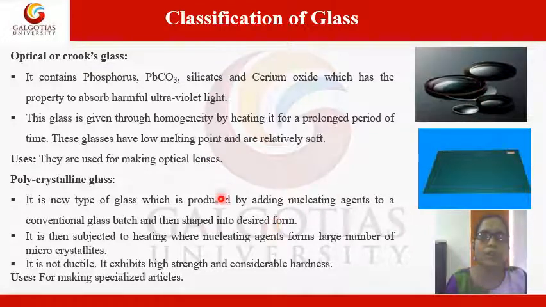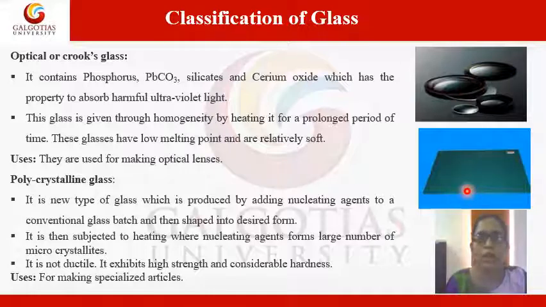Then another type of glass is polycrystalline glass. It is a new variety of glass which is produced by adding nucleating agents to conventional glass and then shaping it into the desired form. This glass is subjected to heating where the nucleating agents form a large number of microcrystallites. This glass is not ductile. It exhibits high strength and considerable hardness. This glass is used for special purposes, for making specialized articles. See, these are the optical glasses, used for making optical lenses. Then this is one example of polycrystalline glass.